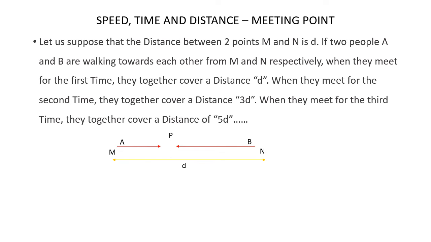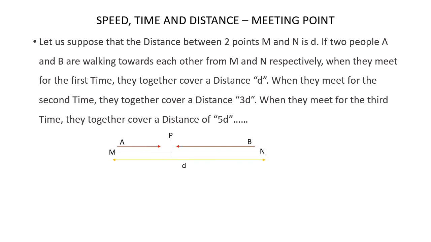Now after reaching M and N, after reaching M, B turns back and travels in this direction, and after reaching N, A turns back and travels in this direction to meet again at point P. Now together they have traveled another distance D. So earlier 2D plus one more D is 3D. So when they meet for the second time at P, together they have covered a distance of 3D.